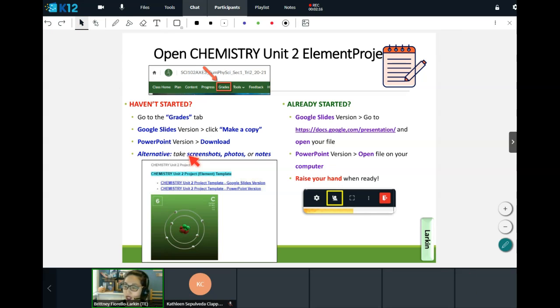Here is the link to Mrs. Larkin's grades tab. Here is the link to Mrs. Sepulveda's grades tab. Whichever of those applies to you, open up your grades tab and download the version of the newest project.